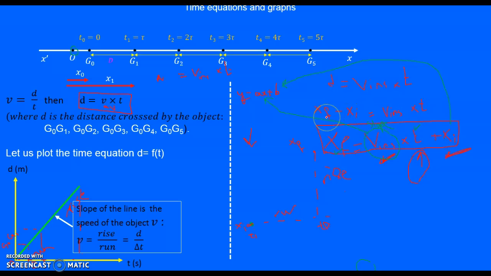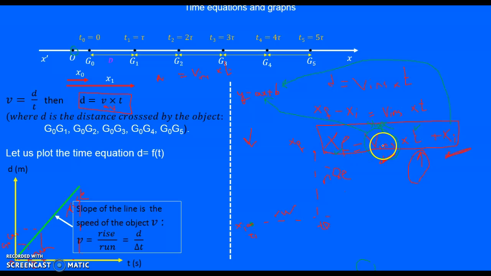Now, knowing the initial position, I want to determine the final position after a certain period of time. So I have to move x initial to the other side of the equation, and thus change its sign, because it was minus here, so now it becomes positive, plus xi. So now I have an expression of x final as a function of time.